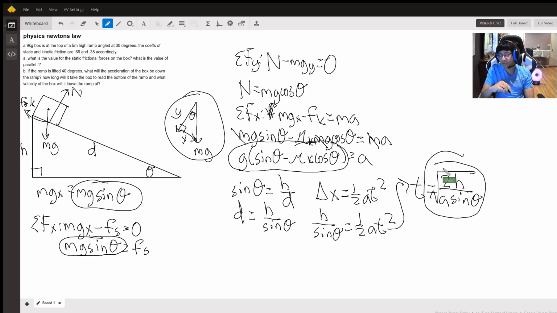Then finally, they ask what velocity will we leave the ramp at? So we can use the kinematic equation v final equals v initial plus at. We don't have any v initial, so we're just going to have at. And we know our a, we know our t, we've already solved for both of those. So we're basically plugging in at each step here, and then we're using the quantities that we know to find the other quantities. And yeah, that's basically how you do this, and other problems involving inclined planes and blocks.